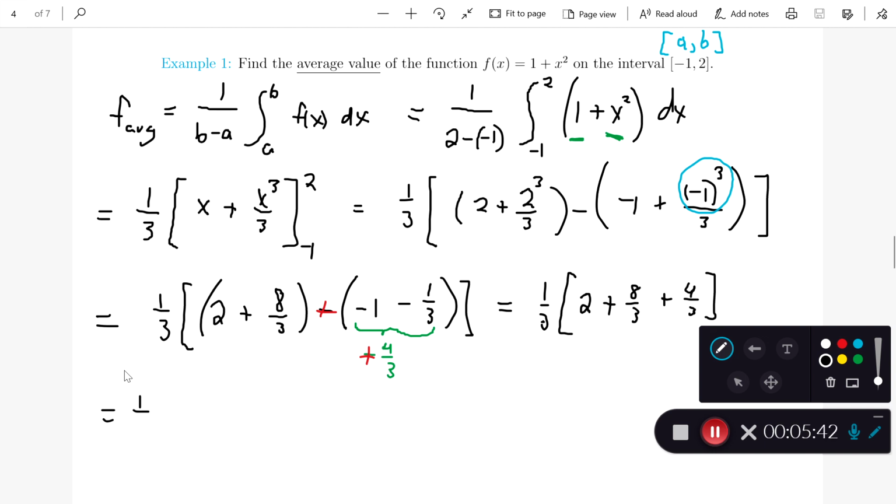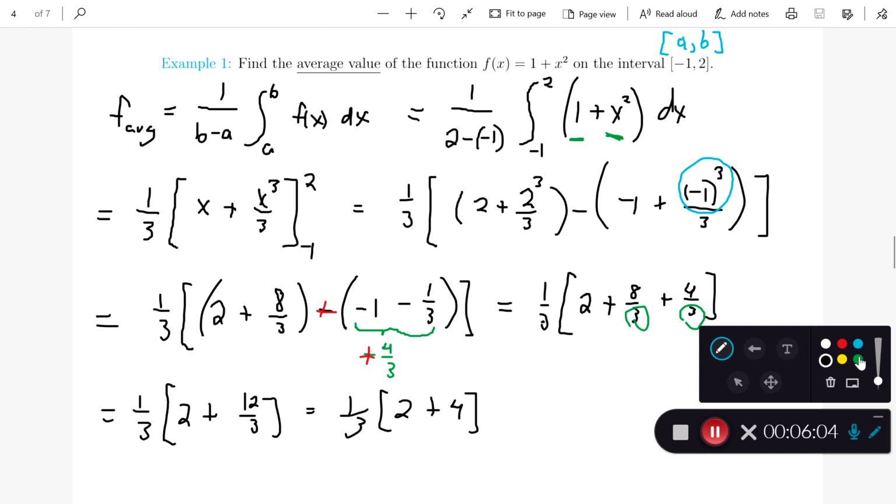All right, nearing the end, we've got 1/3 times 2 plus, now here we've got to add the fractions, keep the common denominator, and add the numerators. 8 plus 4 is 12. So we've got 2 plus 12 over 3, which luckily is 4. So this is 6. 6 times 1/3, final answer is just 2. So the average value of this particular function is just the constant 2.